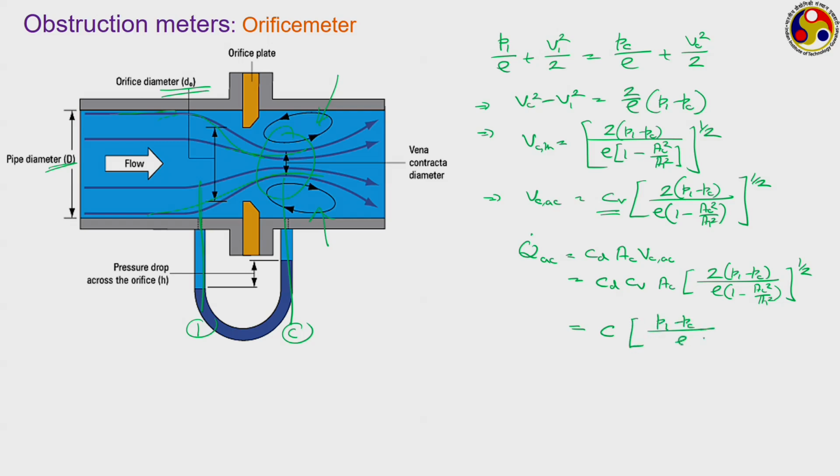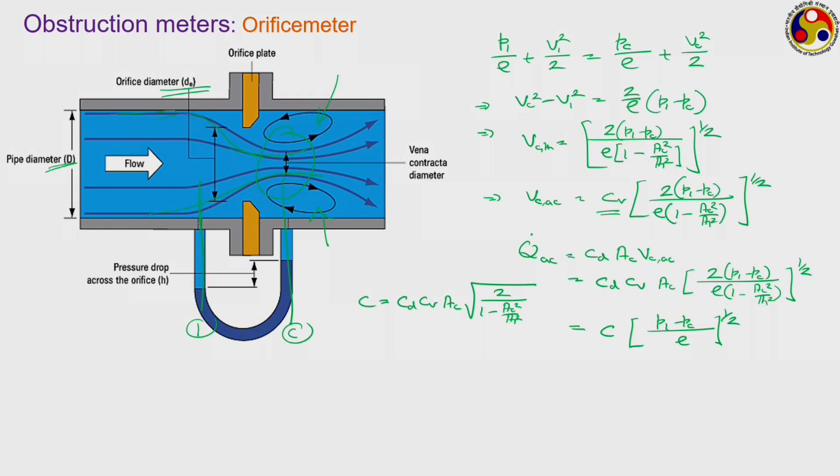P1 minus Pc upon rho whole to the power half, because rho is something that depends on the fluid that you are using, and P1 minus Pc will come from the measurement, but rest of all generally are coming from the manufacturer. Here this C is equal to Cd into Cv into Ac into root over 2 divided by 1 minus Ac square by A1 square. So, this C is something that we need to know.